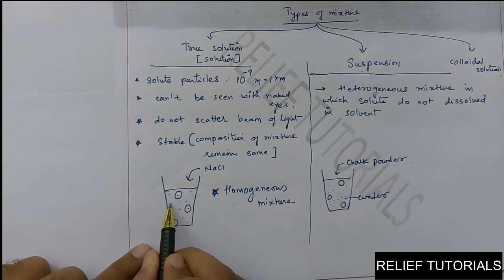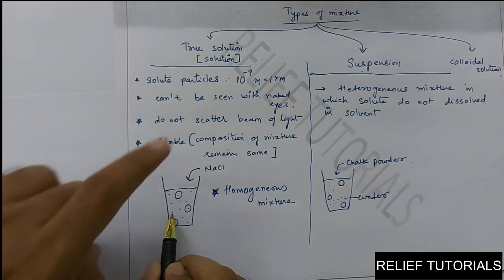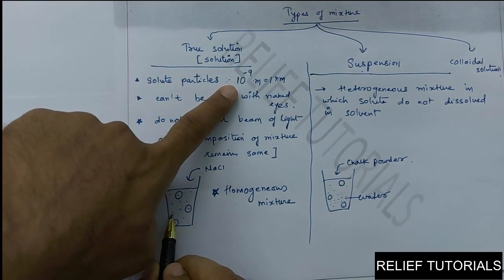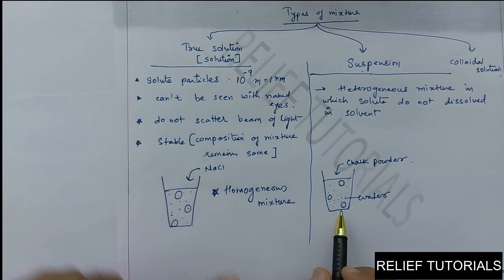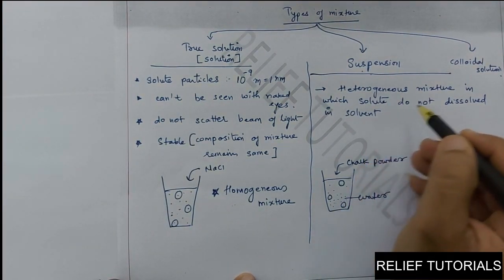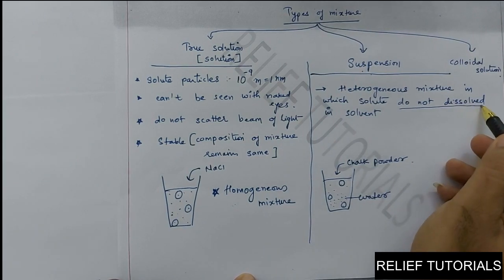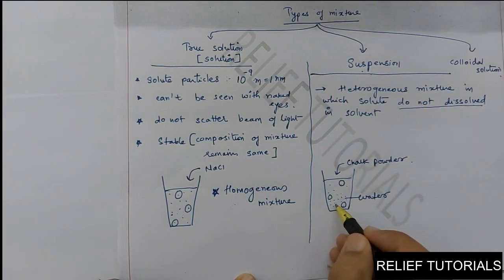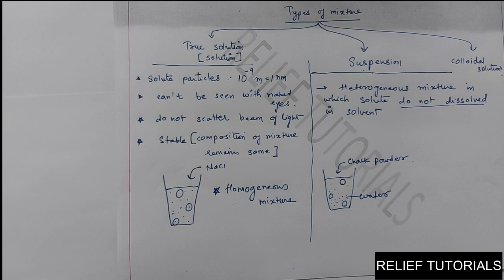Here the solute particles are converted into very small sized molecules, 10 raised to minus 9 meter. Here the particles of chalk will not be dissolved. They are not going to dissolve in water. So these particles can be seen easily with the naked eyes.